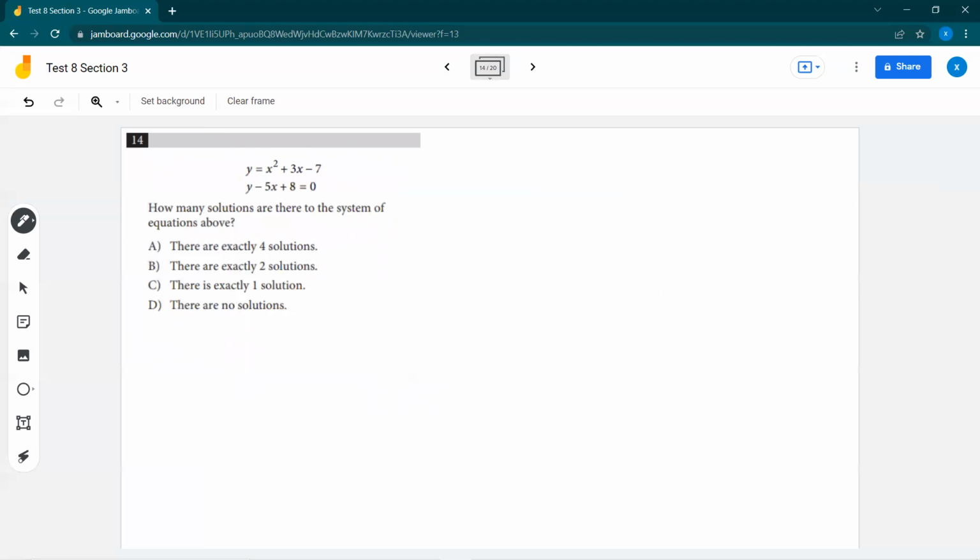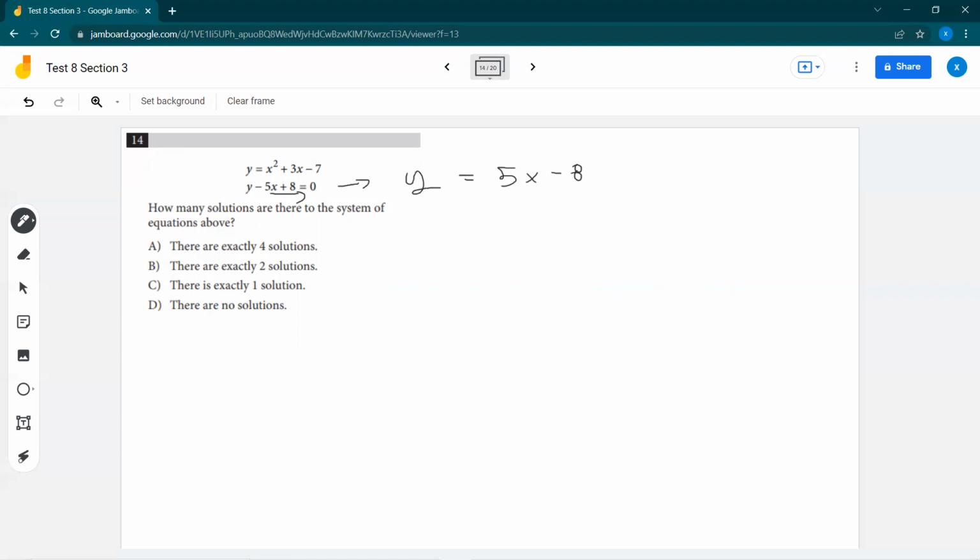14. How many solutions are there to the system of equations above? Well, I guess we have to look at what these are. First thing I'll do is get this into a different form. So we get y equals 5x minus 8. All I did was bring these over to this side so we can see that this is a line. How many solutions are there? No solutions, 1 solution, or 2 solutions?